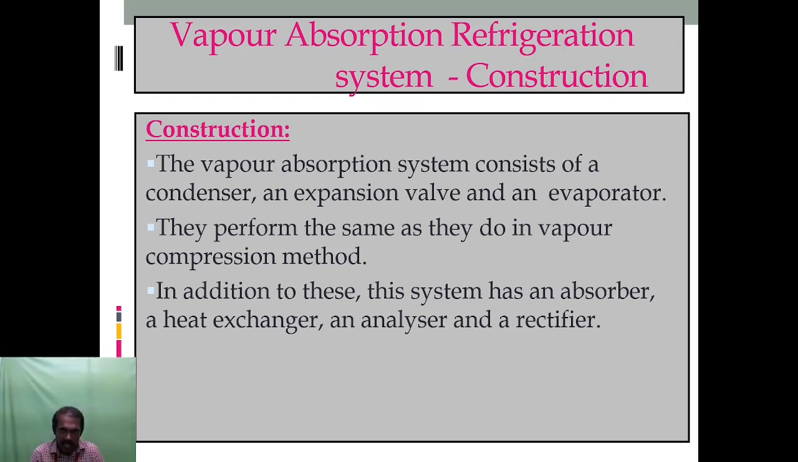Construction: the absorption system consists of a condenser, expansion valve and evaporator. These perform the same functions as they do in the vapor compression method. In addition to this, the system has an absorber, a heat exchanger, a generator, an analyzer and a rectifier.